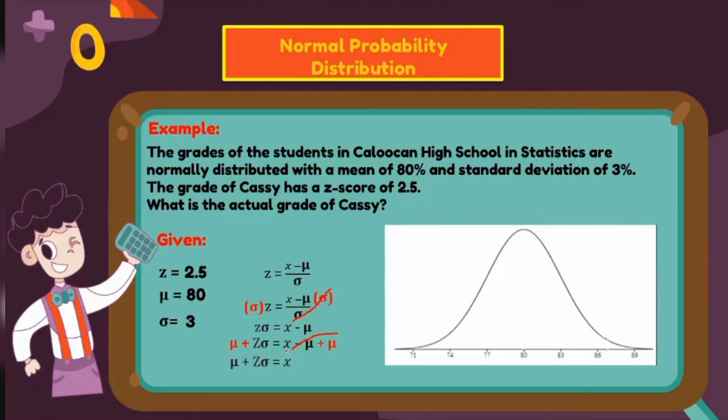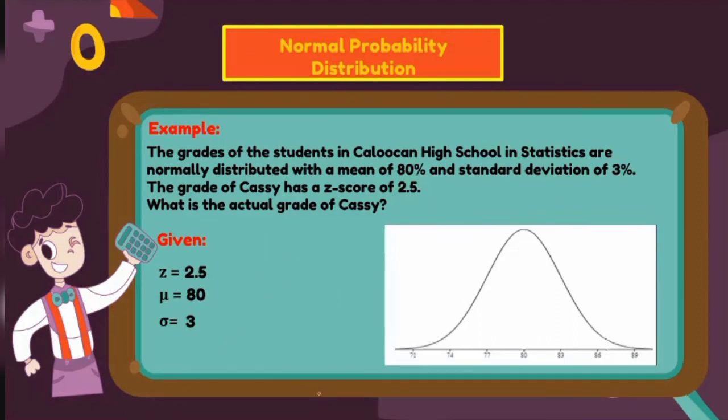Then we can also rewrite itong given formula natin in the form wherein yung x yung nasa unahan. You have x is equal to the mean plus c times the standard deviation. So we can use this formula already. So next natin, you have x is equal to mean plus z times the standard deviation. Since given naman na sa lahat, you have to substitute the value of z, standard deviation, and also the mean. So ito na siya. X is equal to 80 plus 2.5 times 3.